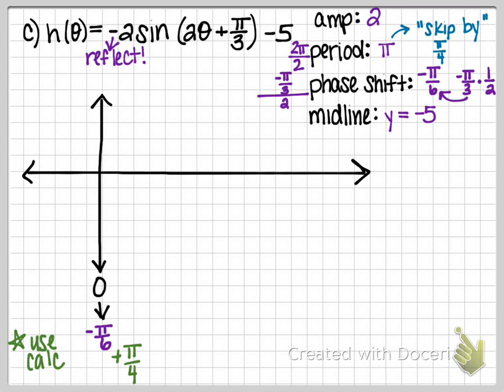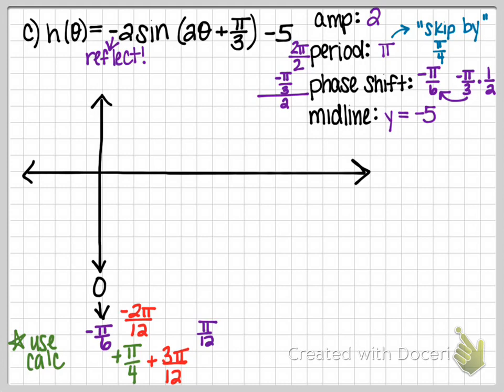The least common denominator between 6 and 4 is going to be 12. So we can think about this as negative pi over 6 is the same thing as negative 2 pi over 12. If I want my denominator to be 12, I have to multiply pi over 4 by 3. So I have 3 pi over 12. I'm going to add 3 pi over 12 every time. So I start off at negative 2 pi over 12, and then I'm going to add 3 pi over 12. Negative 2 pi over 12 plus 3 pi over 12 is 1 pi over 12.